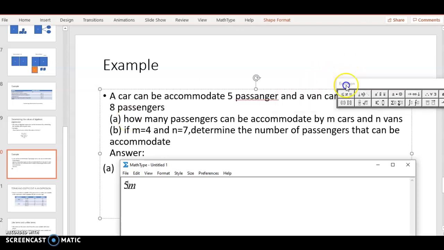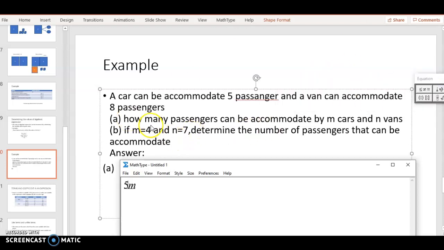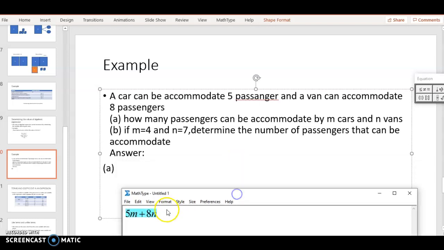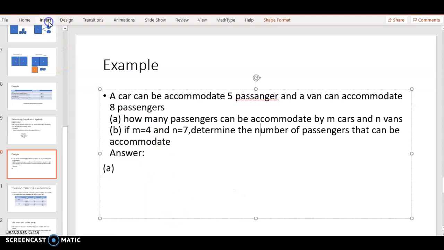Now, the vans are represented with the letter n. So for one van, you have 8 passengers. So for n vans, you have to add 8 times n, so you should get 8n. So this is your algebraic expression for part A.